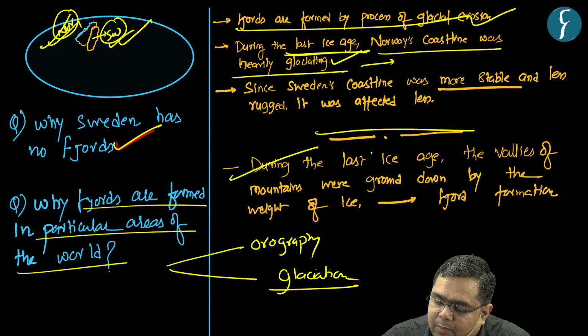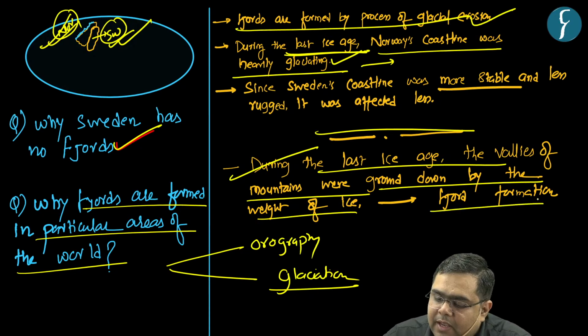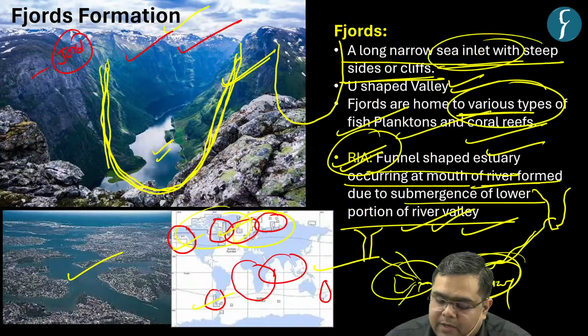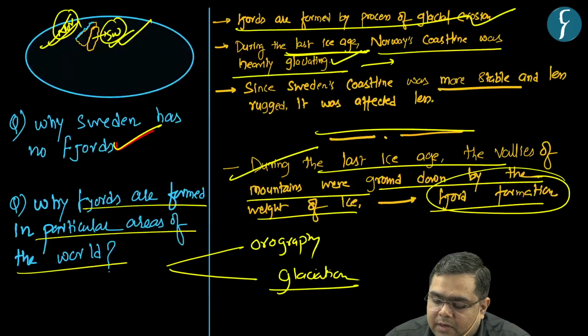And then another point is that during the last ice age, the valleys and mountains were ground down by the weight of ice, and this led to the formation of fjords. And then you can see that the last ice age led to glaciation, and glaciation happened at the end in these portions of the world, and that is the reason fjords are formed over here, right?